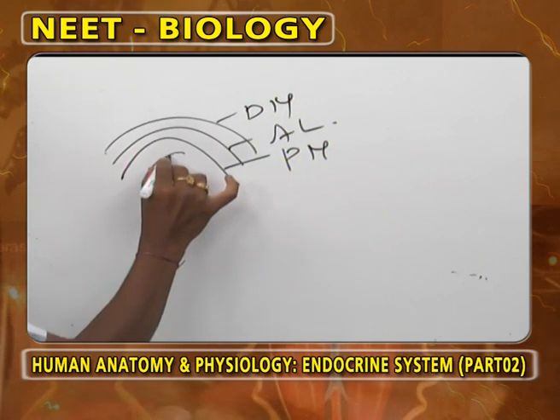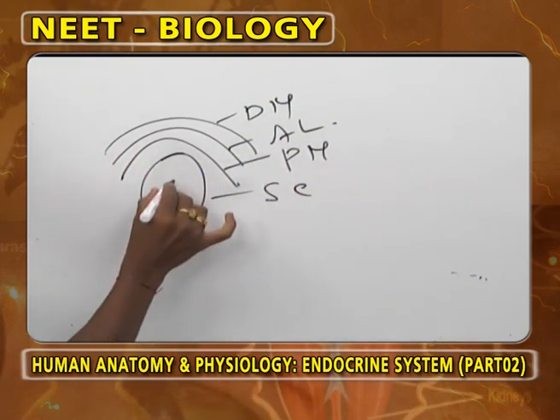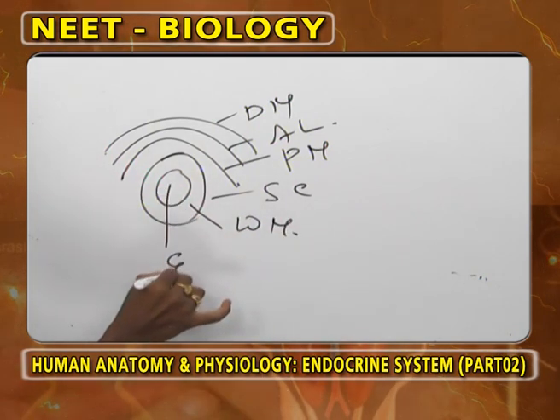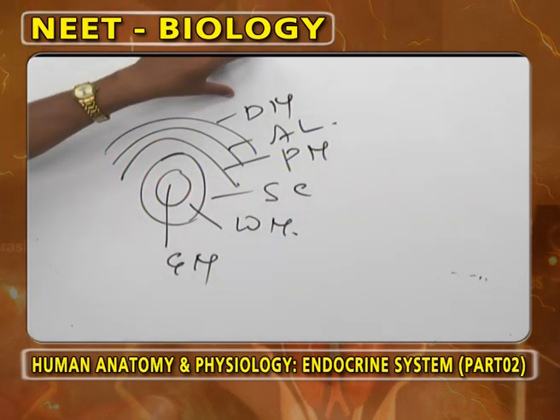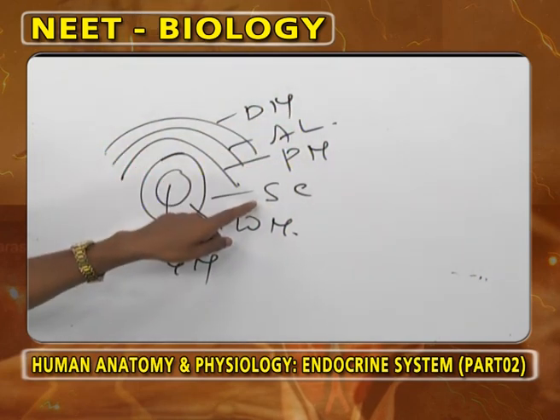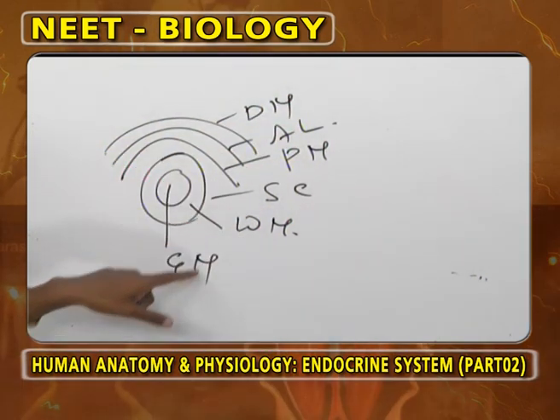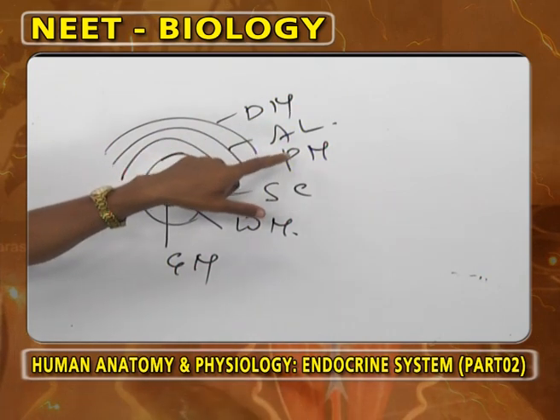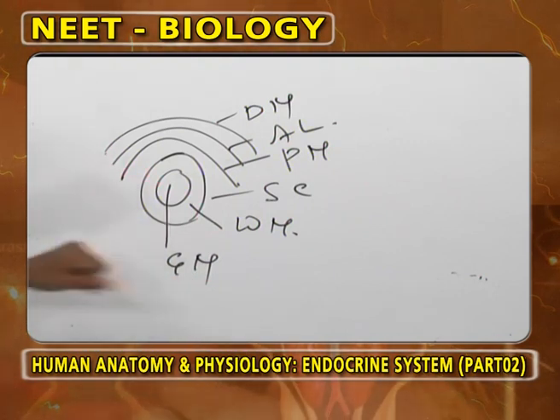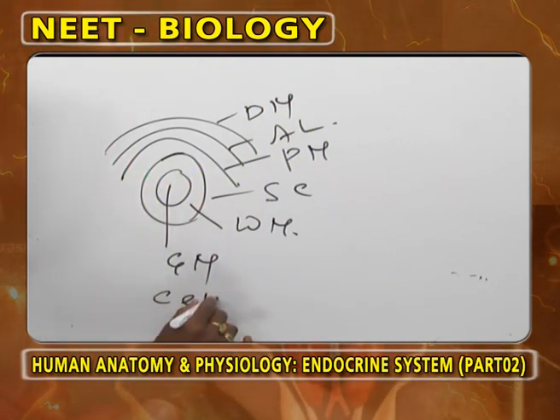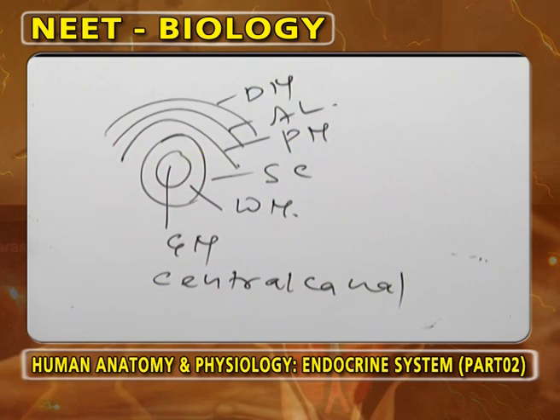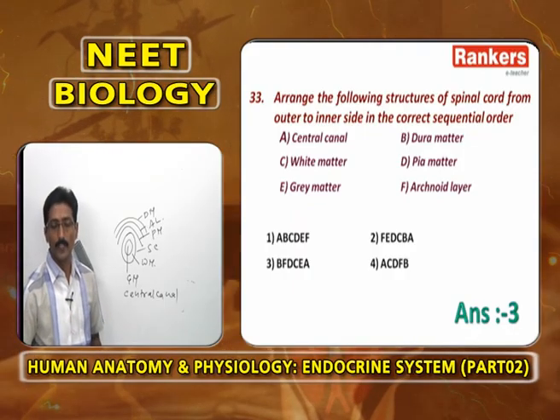the spinal cord. In the spinal cord, what is first? That we call white matter, and this one we call gray matter. Dura-mater, arachnoid layer, pia-mater, white matter, gray matter, and gray matter is followed by the central canal. Based on this information, the answer is the third one. Now we go for the next question.